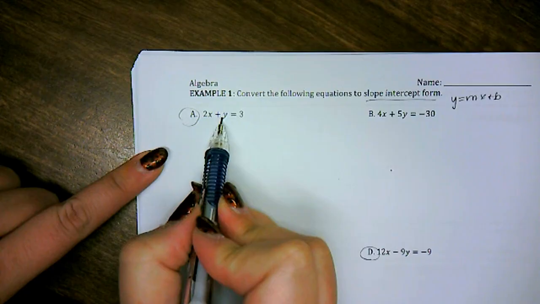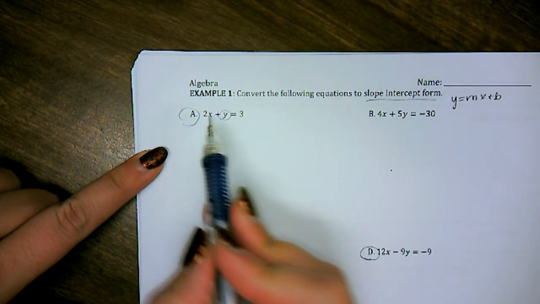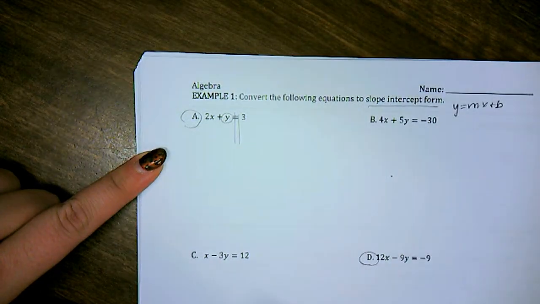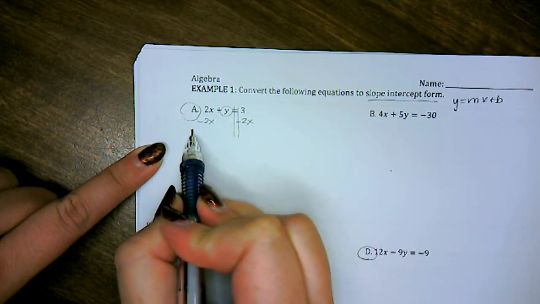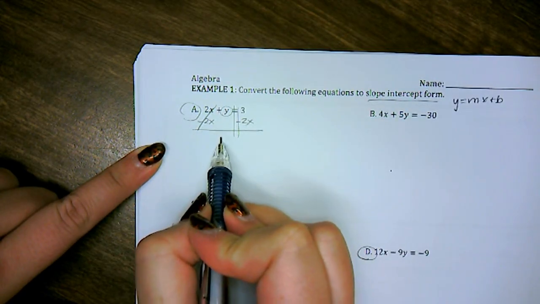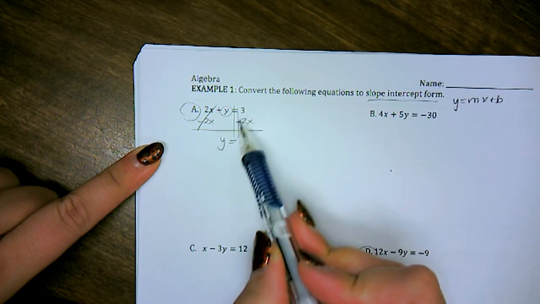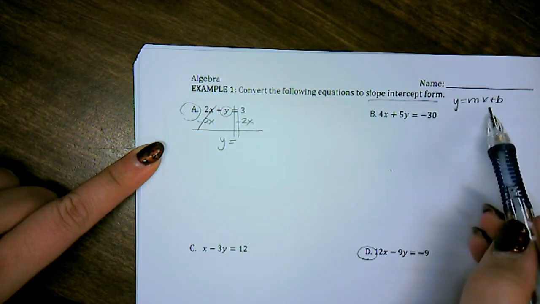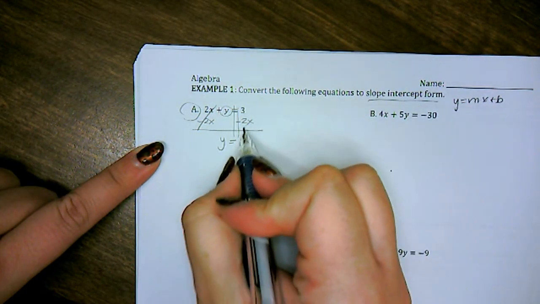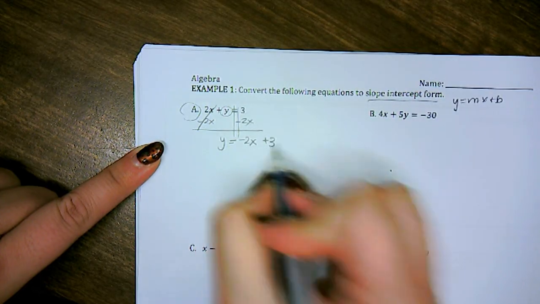So what I want to do for A is I want to get y by itself. Since I don't have a coefficient, I really only have one step here of subtracting 2x from both sides. I can bring my y down. Remember, these are not like terms. This has an x, this does not, so I can't combine them, but I want to make sure I put my x term first. So that was a negative 2x, and then I'm adding 3.